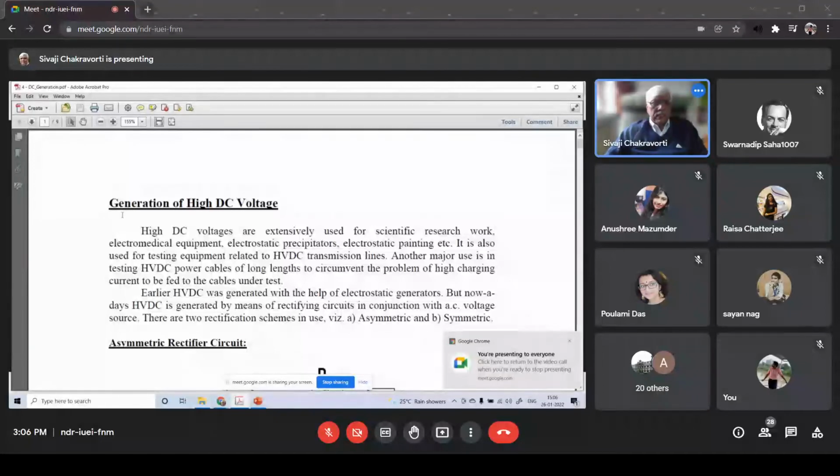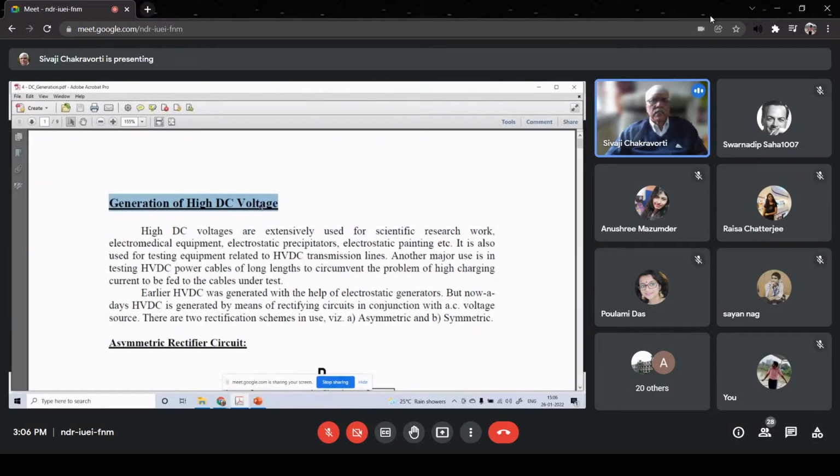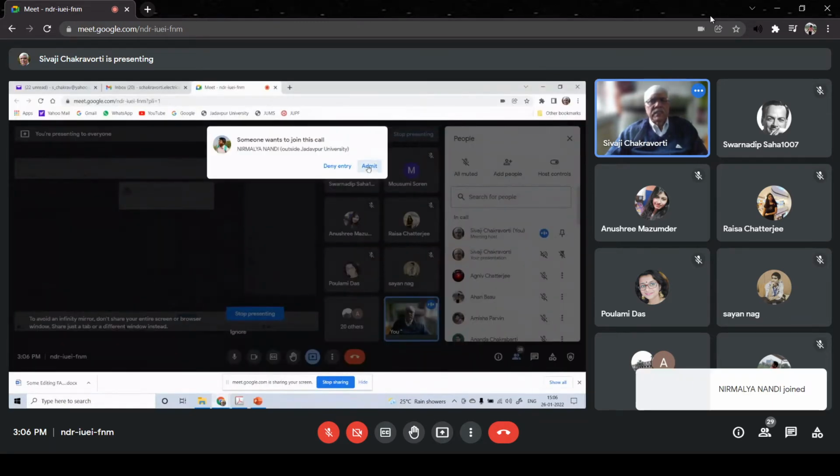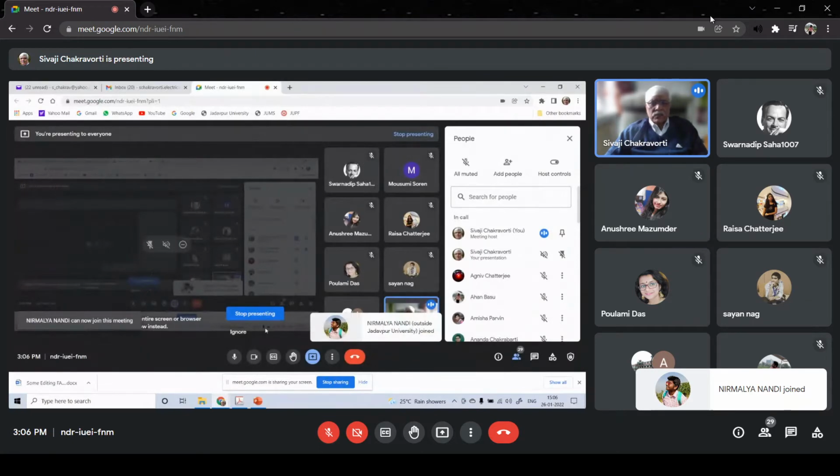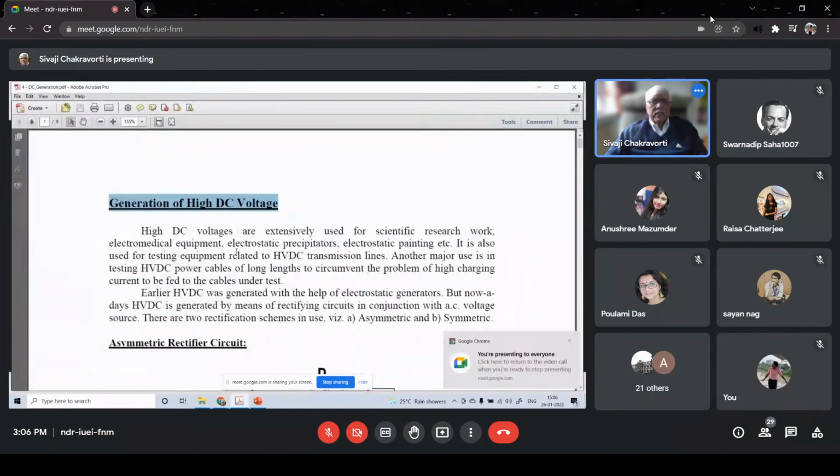So today I am going to talk about generation of high DC voltage. You remember that earlier we have discussed generation of high AC voltage, and there we discussed two different ways of generating the high AC voltage. One is the testing transformer. The second one I discussed was the use of series resonance circuit.